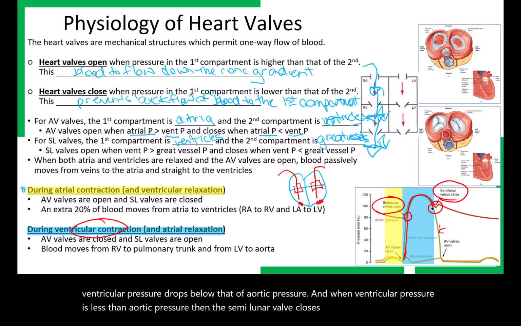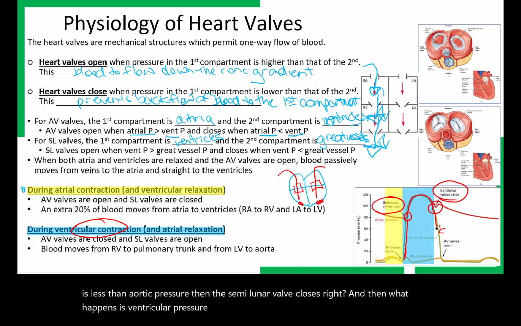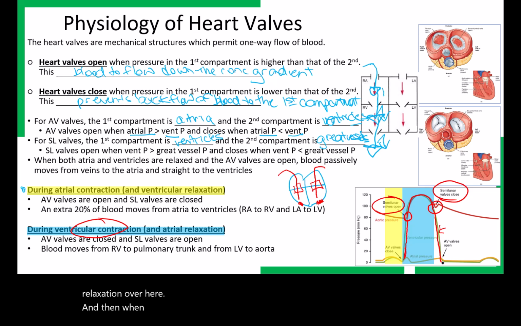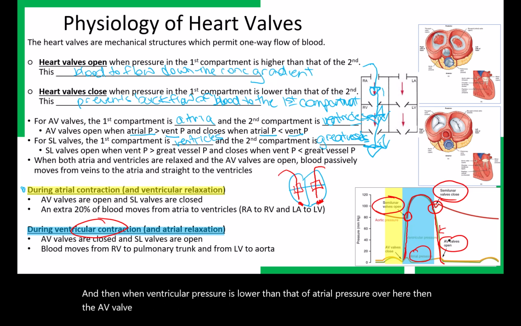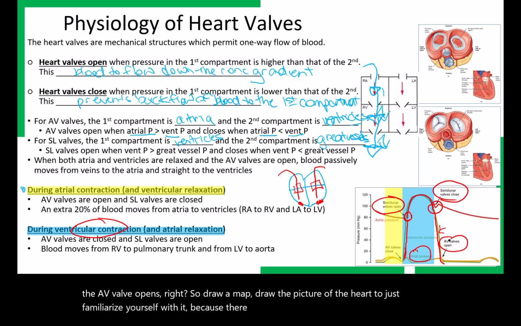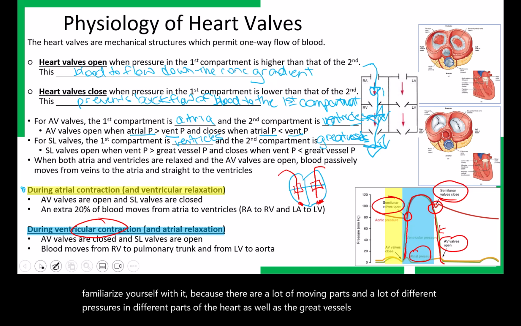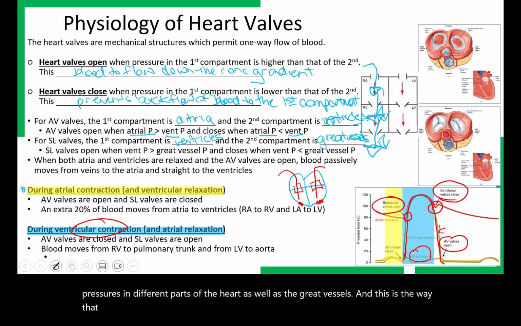And then ventricular pressure drops during ventricular relaxation over here. And when ventricular pressure is lower than that of atrial pressure over here, then the AV valve opens, right? So draw a map, draw the picture of the heart to familiarize yourself with it, because there are a lot of moving parts and a lot of different pressures in different parts of the heart as well as the great vessels, and this is the way that you can actually visualize it in your mind.